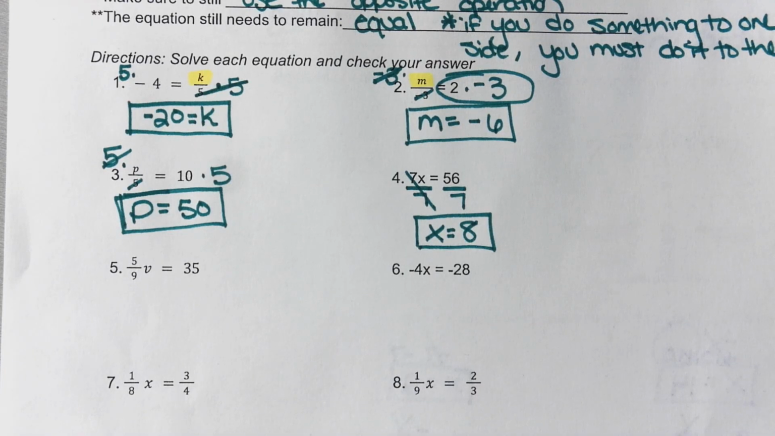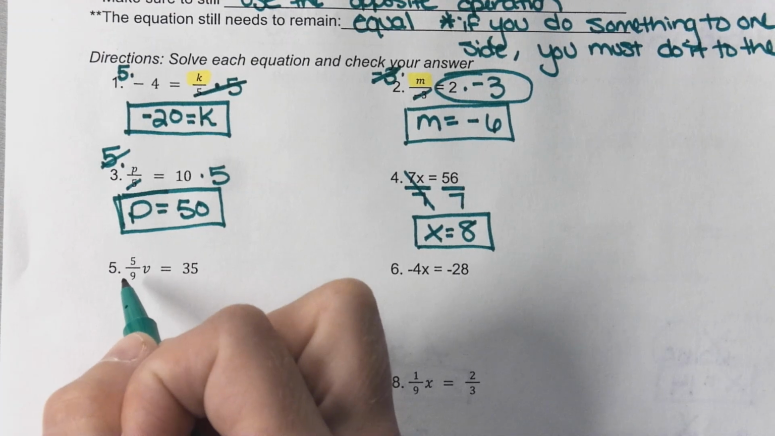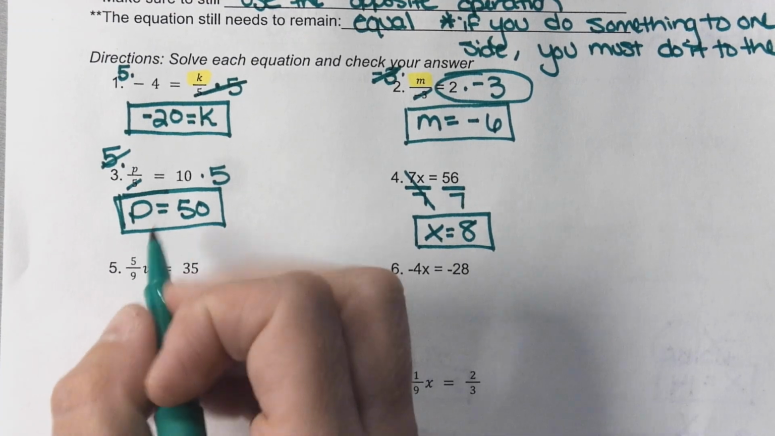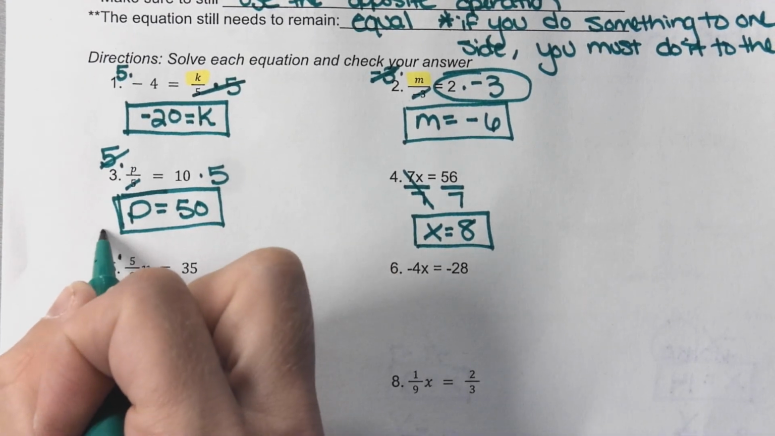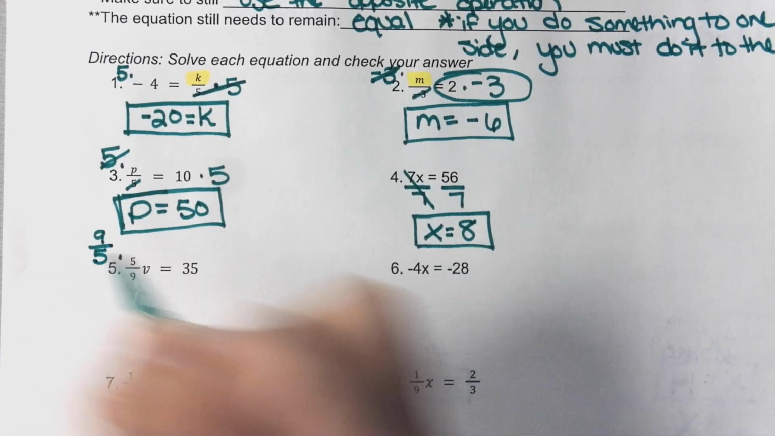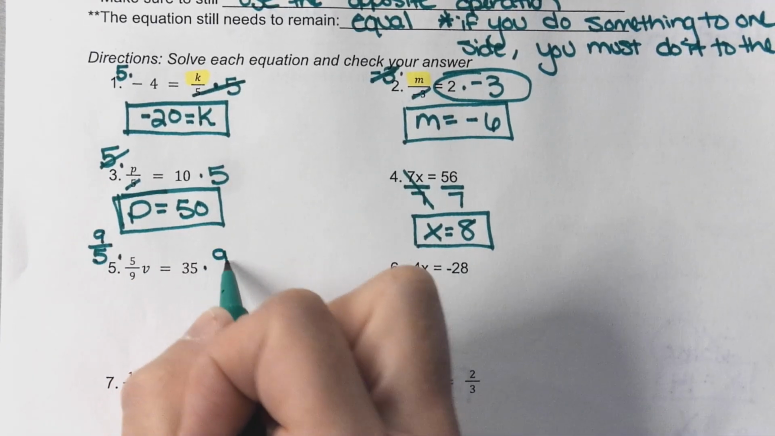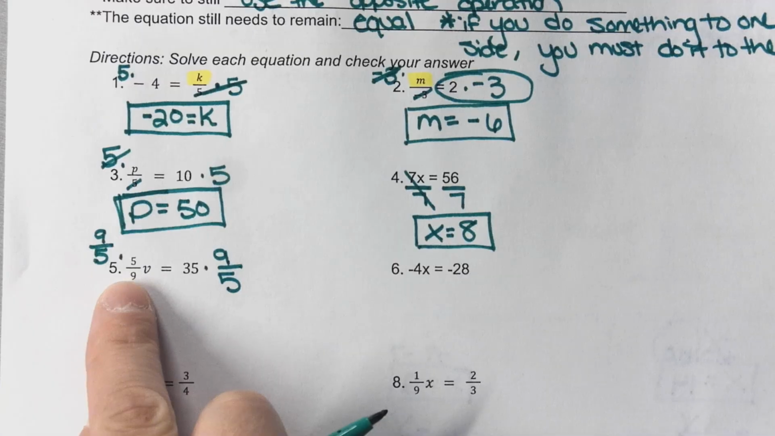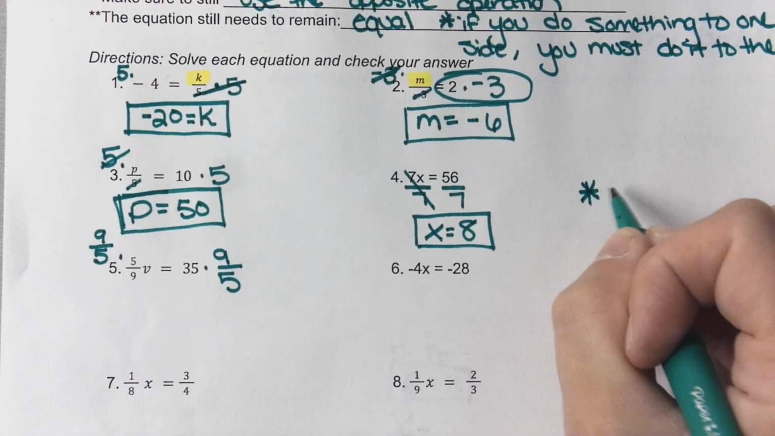The next one's a little bit trickier. We've got 5/9. Do you know what to do if there's a fraction? Well, we could divide. The other way we could do it is, have you heard of multiplying by the reciprocal? Yeah, let's do that. So I'm going to multiply by 9/5 on both sides. So if you multiply by the reciprocal, it's the flip of the fraction. Let's write that off to the side.